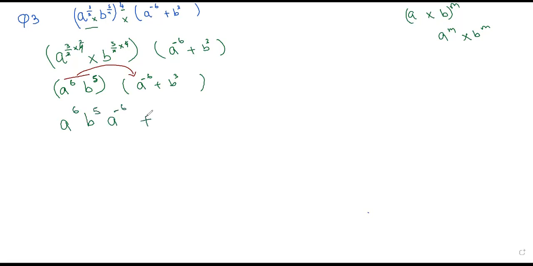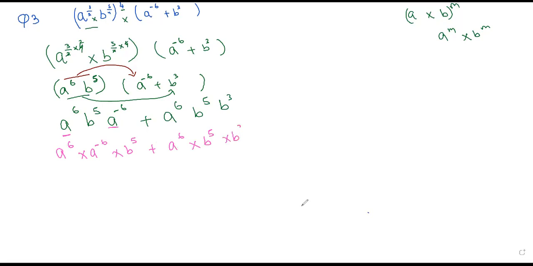Then a plus sign will come, and then again we will multiply this whole thing with the second term. And this time it would be a to the power 6, b to the power 5, b to the power 3. Okay. Now let's write down the same terms together. A and a are same. A to the power 6 multiplied by a to the power minus 6 multiplied by b to the power 5 plus a to the power 6, b to the power 5, b to the power 3.